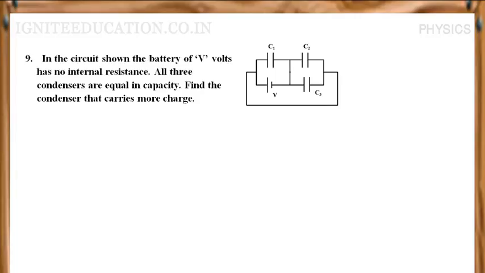In this problem, in the circuit shown, the battery of V volts has no internal resistance. All three condensers are equal in capacity.